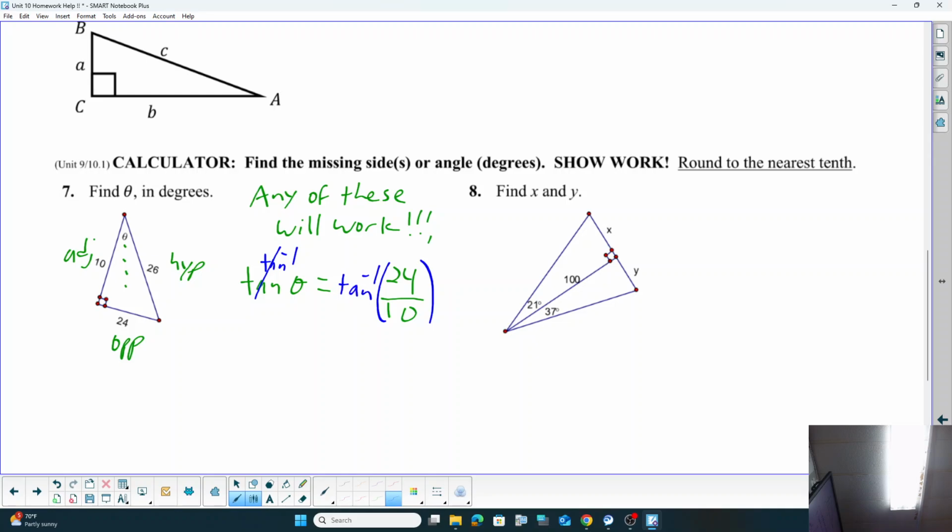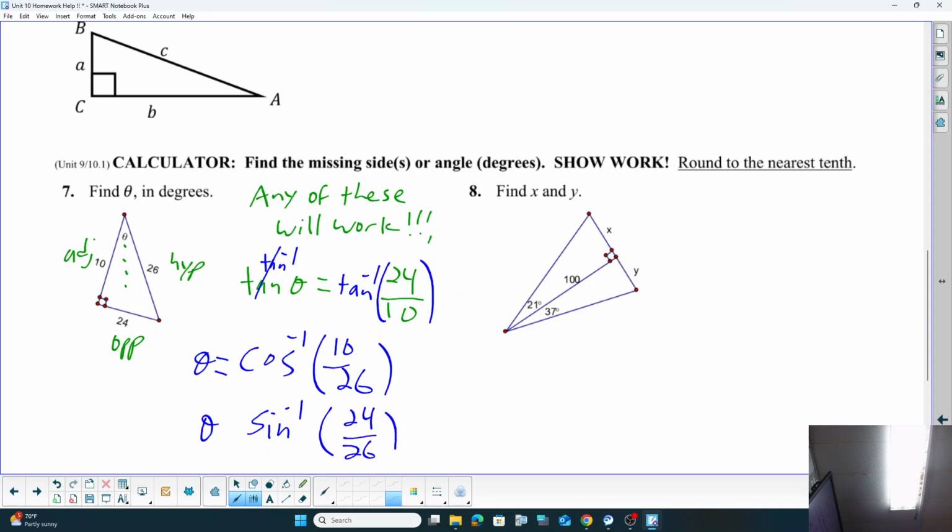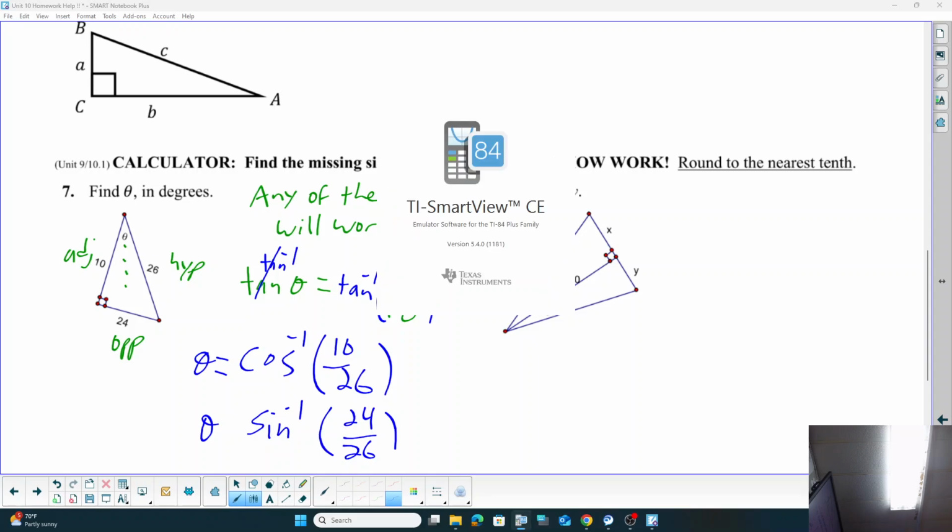You could also do cosine: adjacent over hypotenuse. So inverse cosine would work if it's adjacent over hypotenuse. And last but not least, theta could also be inverse sine. Any of these will get you the correct answer. They should all be the same answer, because that's the whole purpose of these relationships, that they should work. So give number 8 a try now.